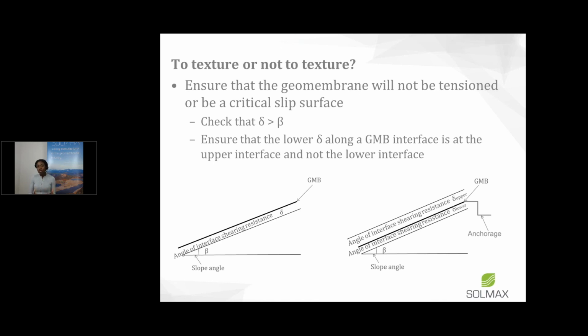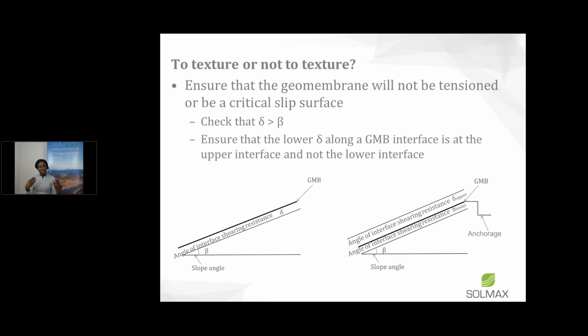So how can you put a geomembrane in tension without knowing it? If your slope angle is higher than the interface friction between your geomembrane and the materials in contact with it, you may be pushing that geomembrane into a position where it's acting like reinforcement without knowing it. In that situation, you may want to texture. Also, ensure that if you're going to have a lower interface friction along the geomembrane surface, it's at the top and not at the bottom of the geomembrane.